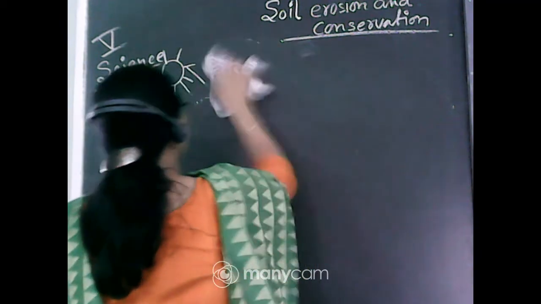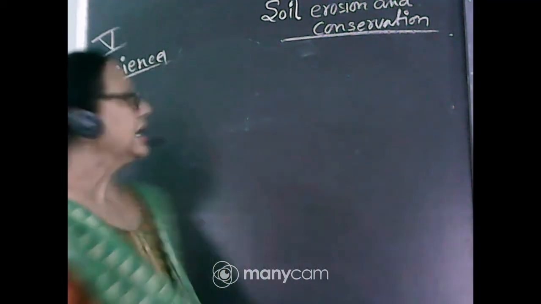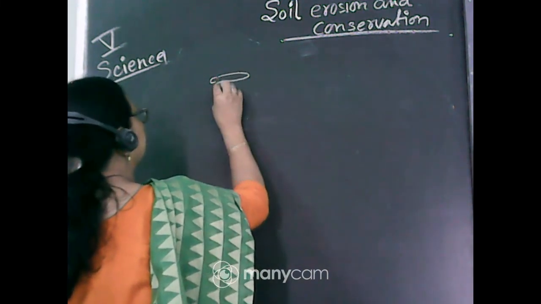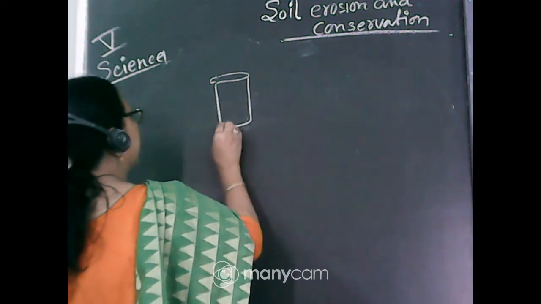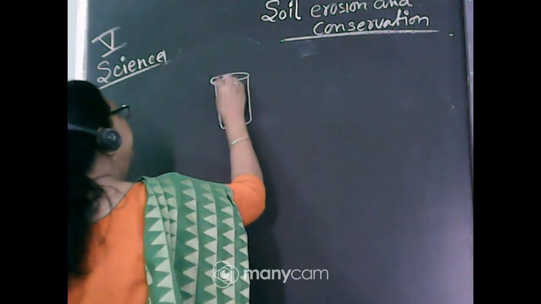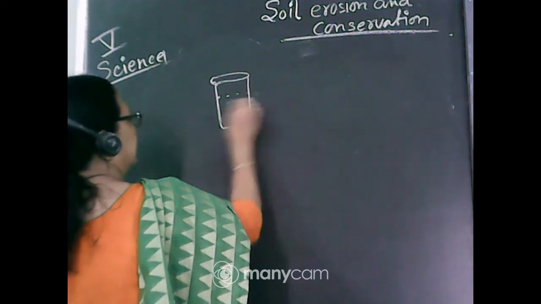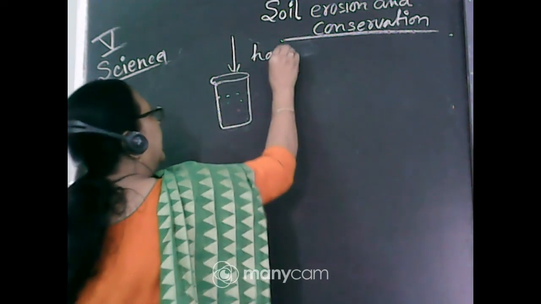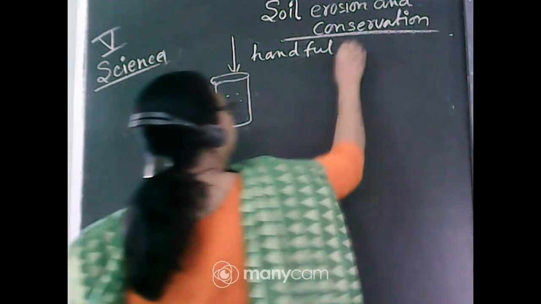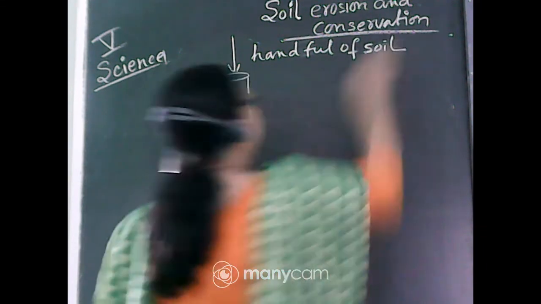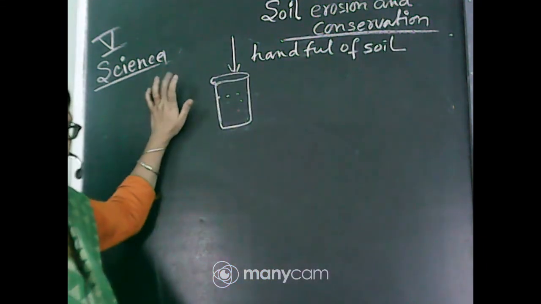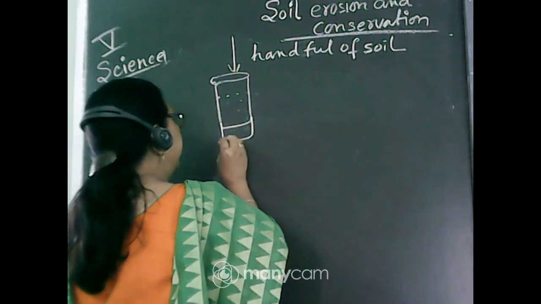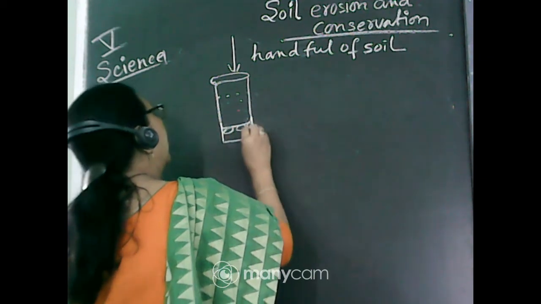Now we will see one experiment. In that experiment, we will take a beaker and fill it with water. Now a handful of soil is mixed with this water. Then what we will see is that the lowermost part of the beaker is captured by gravel and sand.